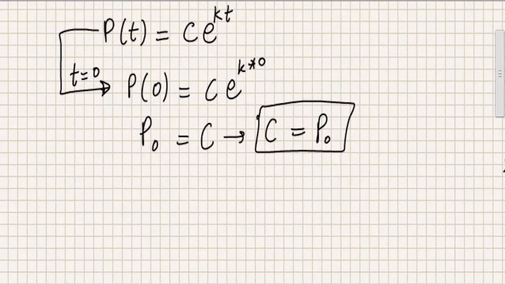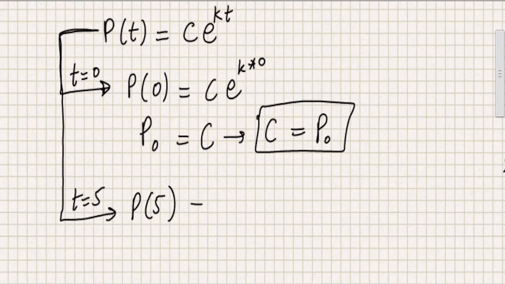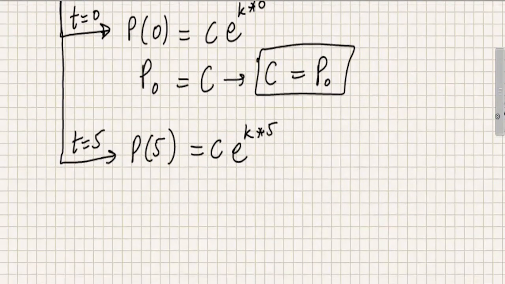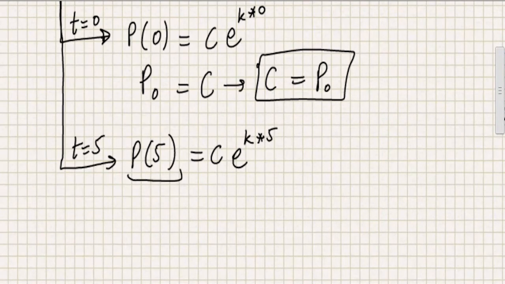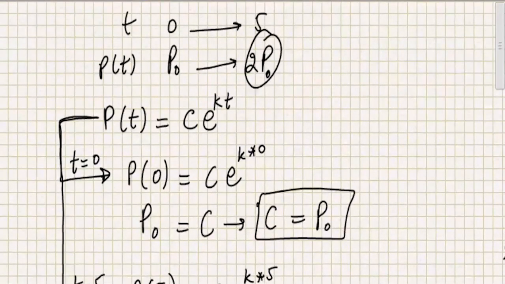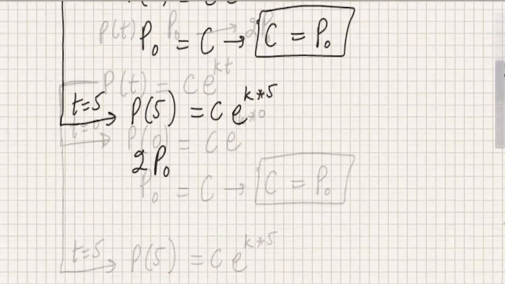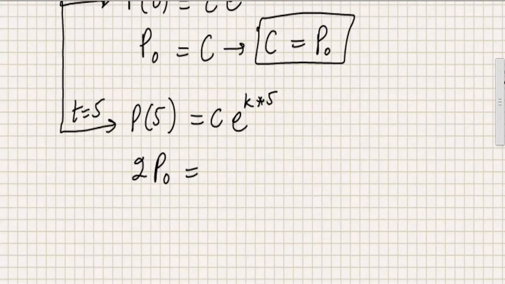So let's write down the same general solution at time equal to 5. We get P of 5 equal to C e to the power k into 5, because now we are looking at this equation at t equal to 5. After 5 years the population doubled, so here I'm going to write 2P0. At 5 years the population doubles, right? On the right hand side we have already found the value of C, which is P0, so I'm going to write that down, and here we have e to the power 5k.